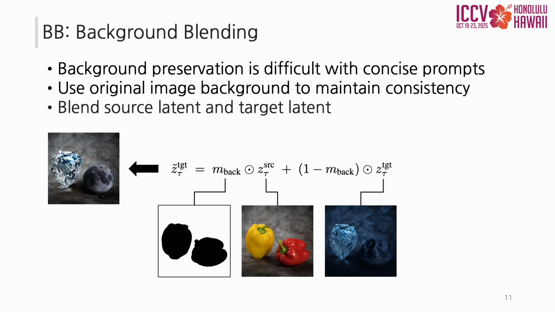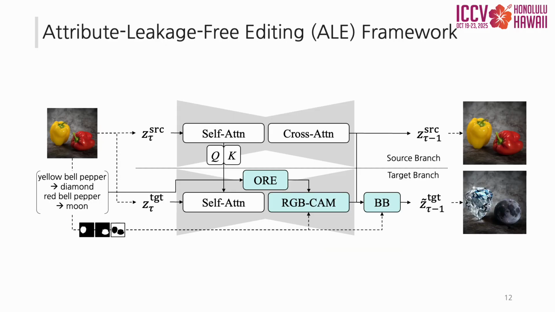However, using these two modules alone is not enough to preserve the background. So, in the background blending stage, we blend the source latent and target latent based on the background mask. This ensures that only the edited regions use the target latent, while non-edited regions retain the source latent, effectively suppressing external leakage. Together, these components yield precise leakage-free edits without any additional training.